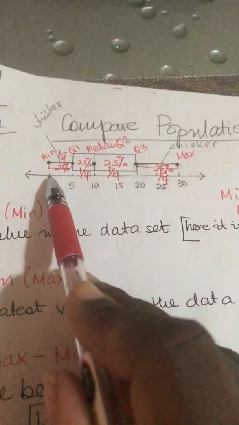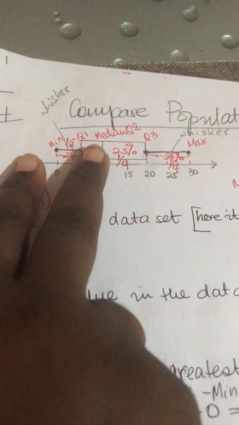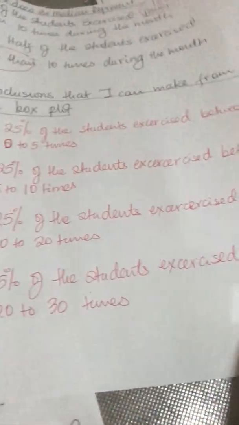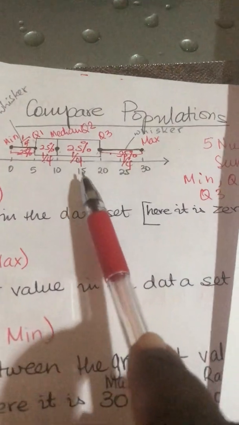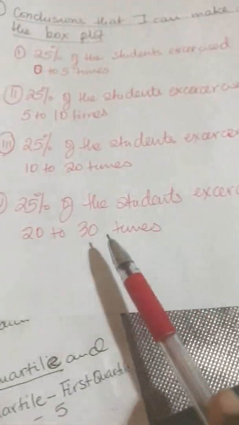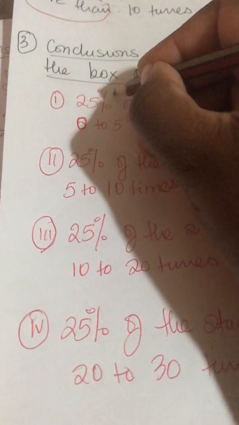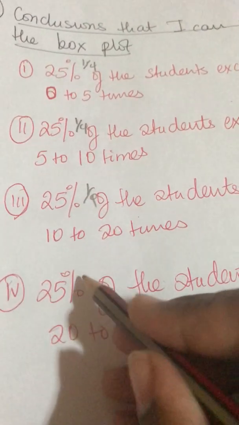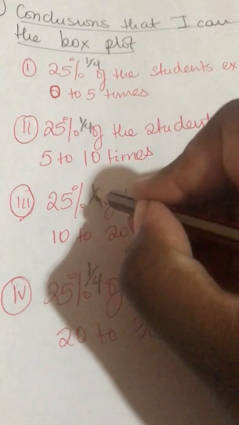So we will write 25% of the students exercise between 0 and 5 times. You pick the spaces between your dots. 25% of the students exercise between 5 to 10 times. 25% of the students exercise between 10 to 20 times. 25% of the students exercise between 20 to 30 times. Or you can use the fraction. If you don't want to use percent, you write a quarter, a quarter, a quarter, a quarter. Make sure you write nicely.